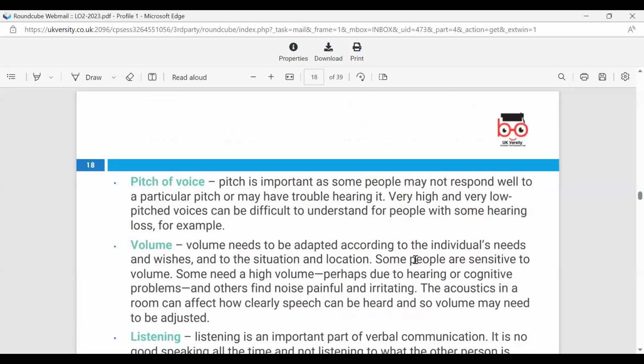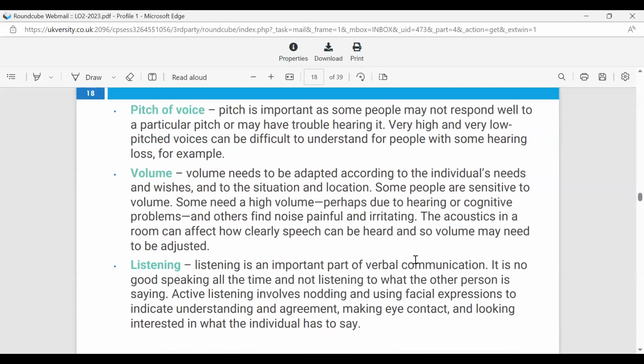So the pitch of your voice. Pitch is important as some people may not respond well to a particular pitch or may have trouble hearing it. Very high and very low pitched voices can be difficult to understand for people with some hearing loss. The volume needs to be adapted according to individuals' needs and wishes and to the situation and location. Some people are sensitive to volume, some need a high volume, perhaps due to hearing or cognitive problems, and others find noise painful and irritating.